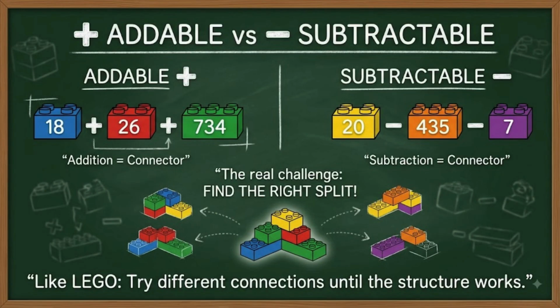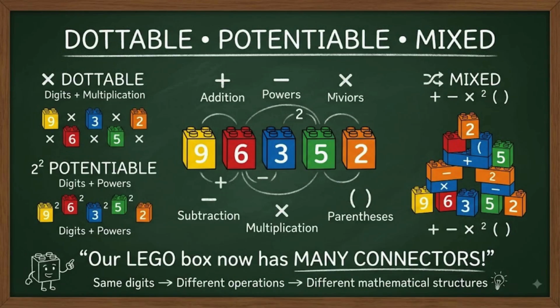But addition and subtraction aren't only our choices. We can also use multiplication. These are called Dottable selfie fractions. Powers can also be part of the construction, giving us potentiable forms. Sometimes different operations can be combined.